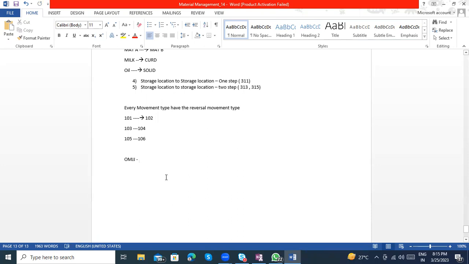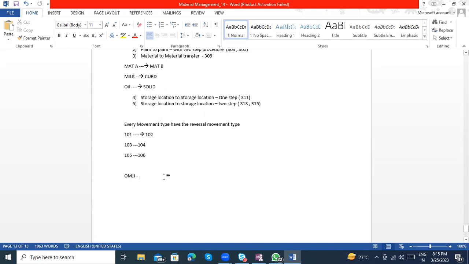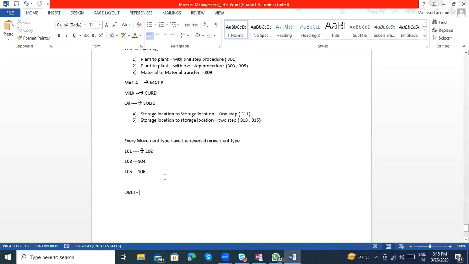So I have one question, sir. We have plants, and one plant has many storage locations. If for plant A storage location two, we change to plant B storage location, will the process be the same or different?